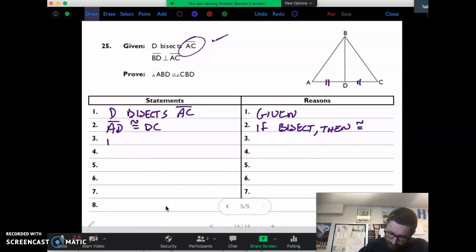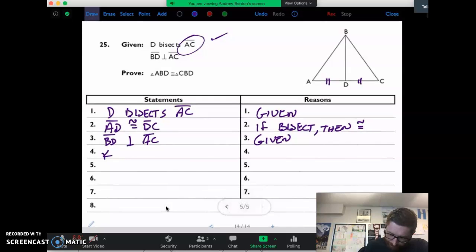Undo, undo. BD is perpendicular to AC because of given. So then you have to think about what perpendicular means. Well, I can get both angles, angle ADB, this angle right here, and angle BDC are right, because if perp, then right. Mark it.